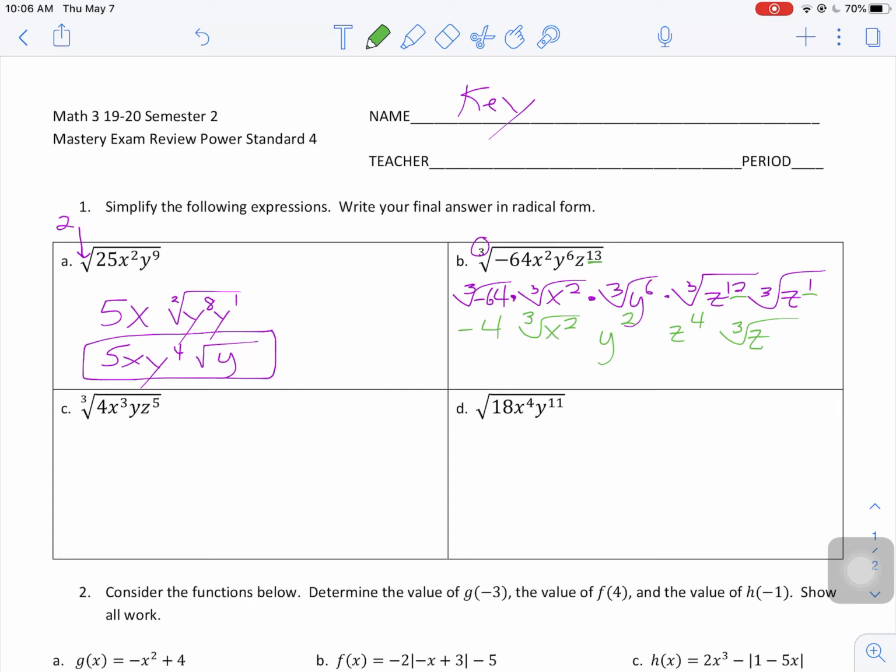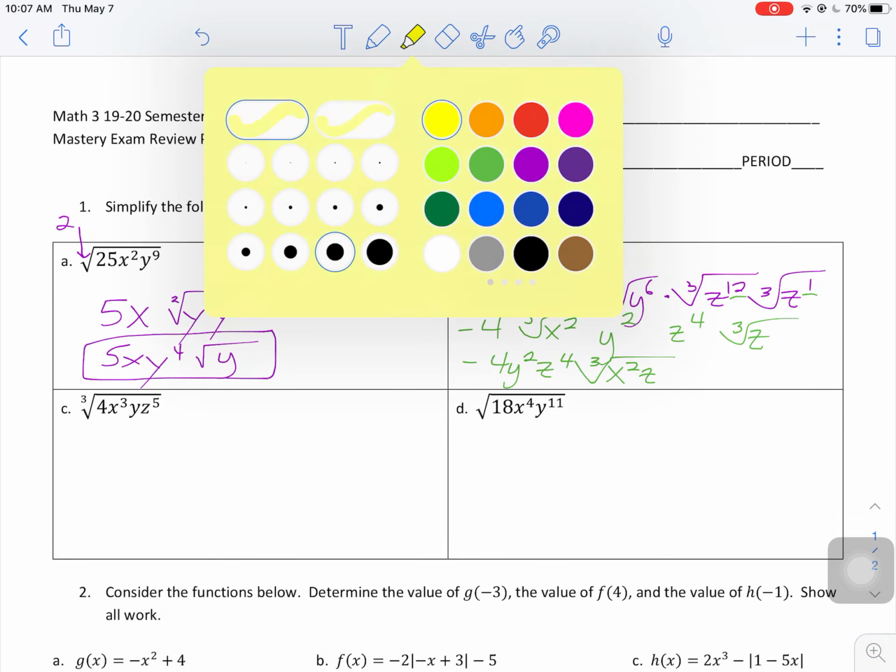At the very end of the problem, all of the terms that are not under the radical should come out in the front. So negative 4y squared z to the 4th. And then everything that's underneath the radical should stay under the radical. So cubed root x squared z. And then that should be our answer.